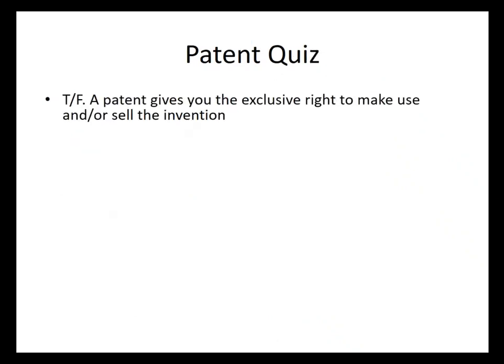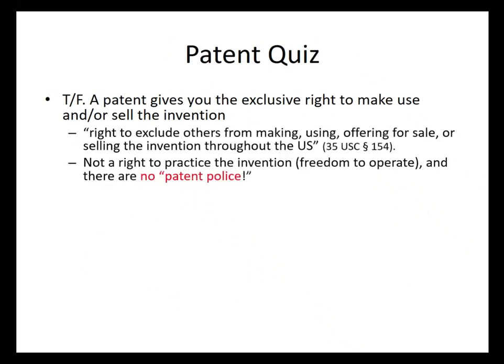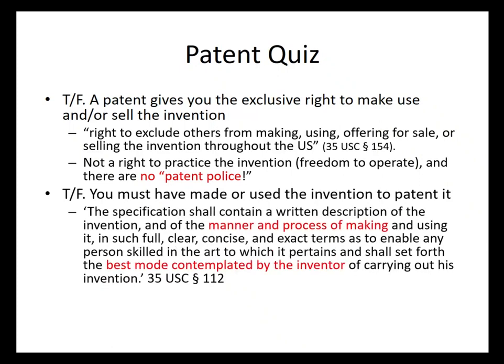Does a patent give you the exclusive right to make, use, or sell the invention? Remember I said that it's not the right to do that, it's the right to exclude. And so the major takeaway from this is there are no patent police. You actually have to sue people in order to enforce your patent. You don't actually have to have made or used the invention to patent it. You just have to convince the patent examiner that it could be done.